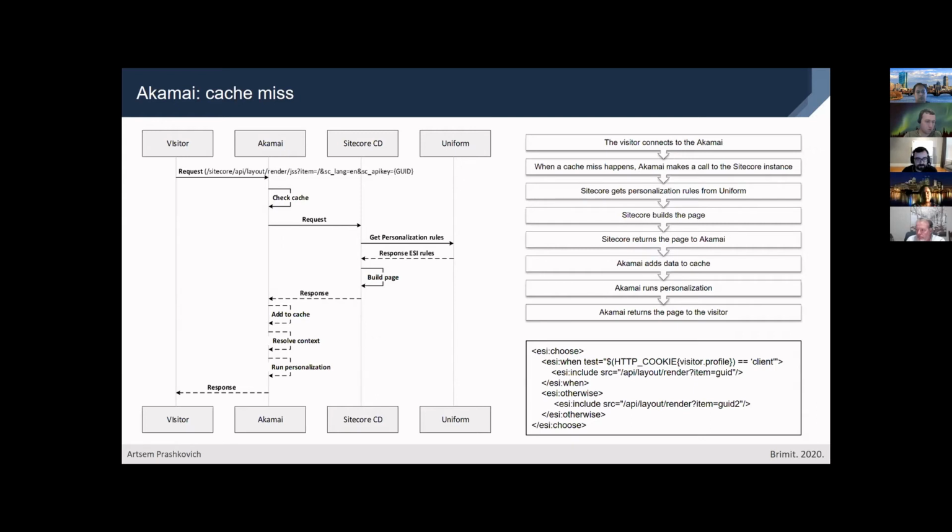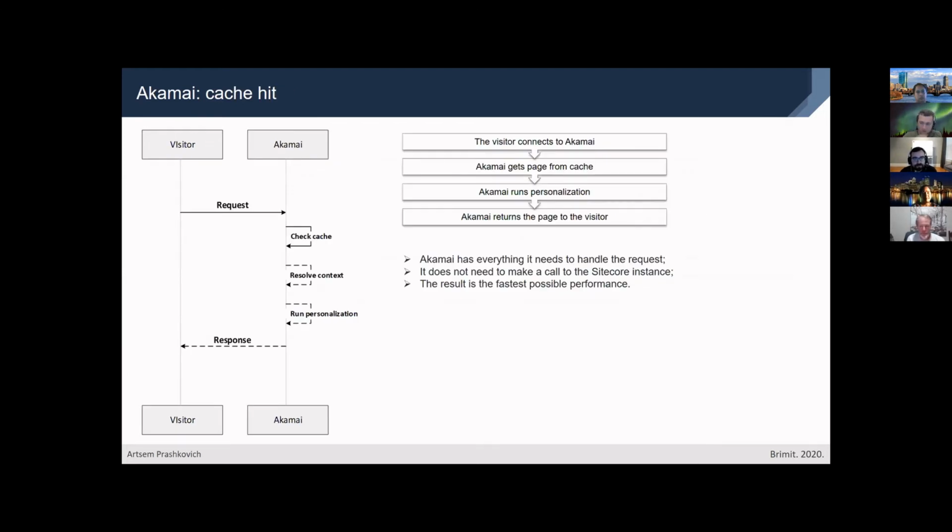So there's quite a lot of stuff going on. That's cache miss. When we're talking about cache hit, which is another request, it will be quite a collapsed sequence, because things will be served straight up from Akamai cache. So you can see cache hit is not engaging Sitecore content delivery server at all. And this allows you to scale out together with Akamai indefinitely and maintain really low time to first byte characteristics.